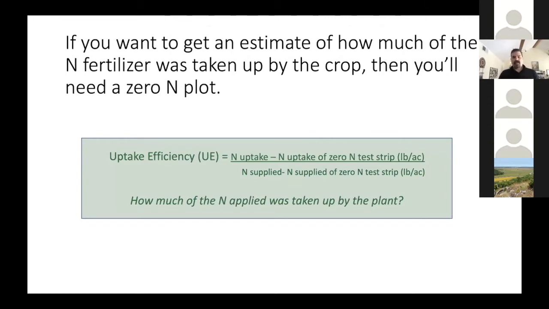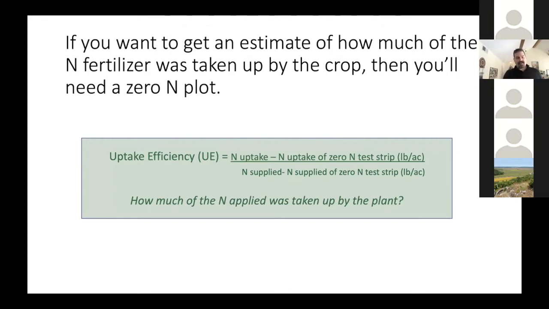But of course, that's not the exact metric that we always want to use. Sometimes we might want to use this nitrogen uptake efficiency metric, and that is how efficient is the actual fertilizer when you're applying that fertilizer. How much of that fertilizer is actually taken up by the crop? And for that, you'll need a zero nitrogen plot. And this is going to be really important when we look at sweet corn and snap bean.